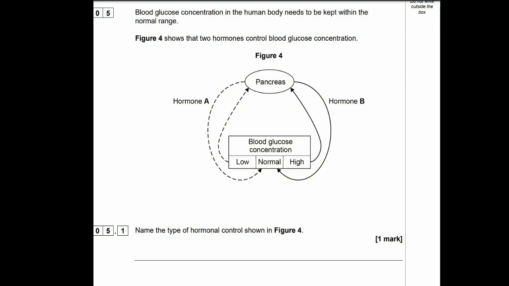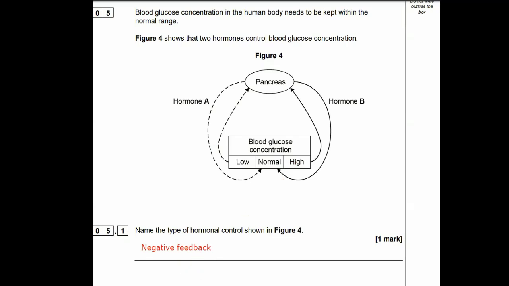Well, we call this negative feedback. A negative feedback is a mechanism that returns a level within the body or a condition back to normal. So if something gets too high, it's returned to normal. If something gets too low, it's returned to normal. Your body temperature, which stays around 37 degrees, is another example of this. Your body responds in ways to return it back to normal, and that's called negative feedback.